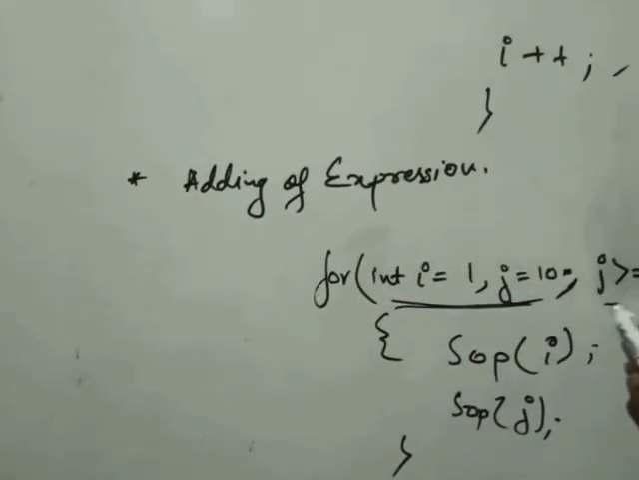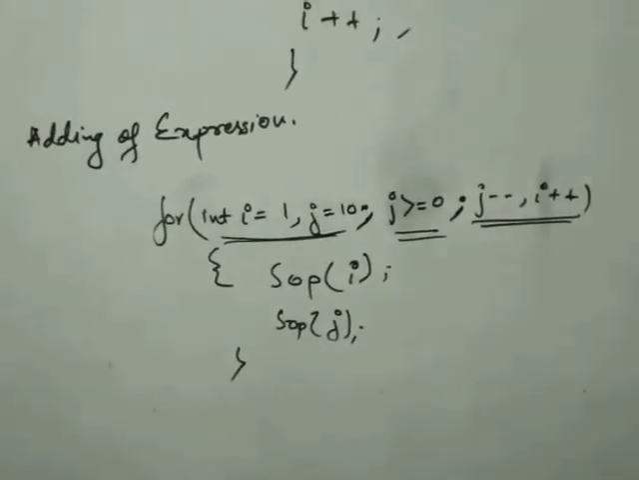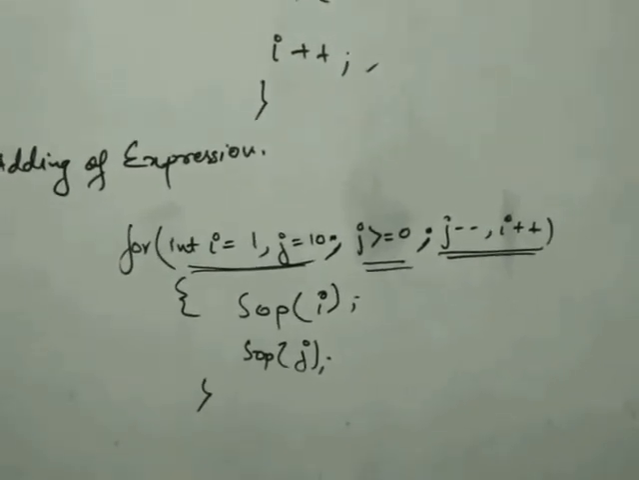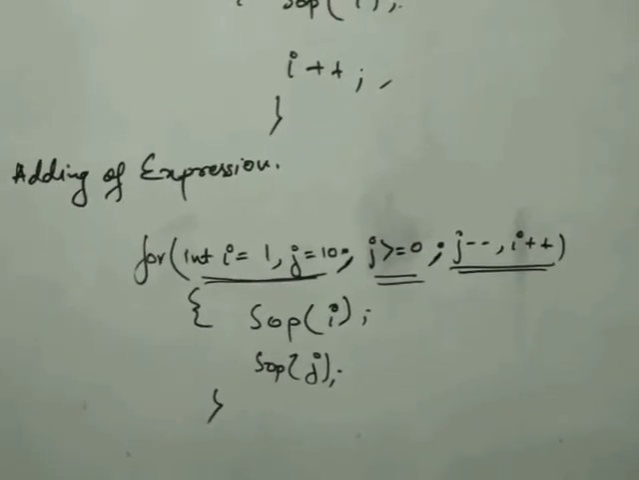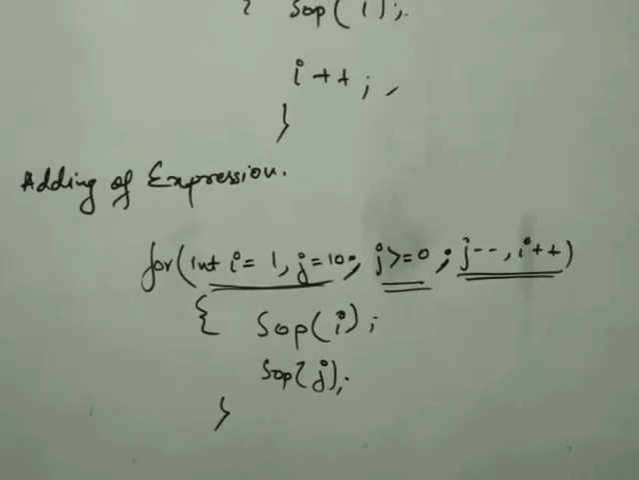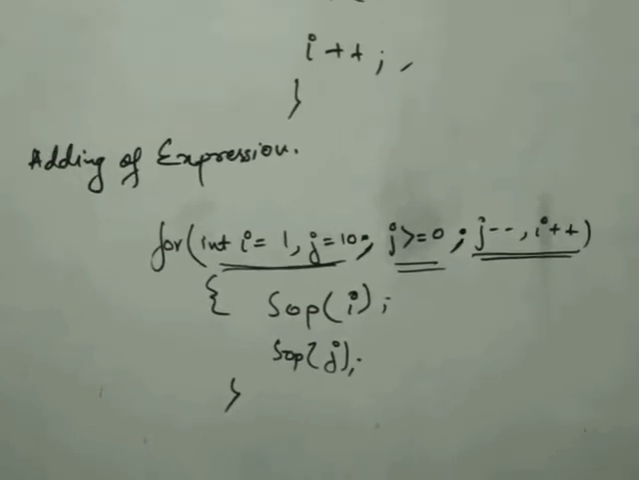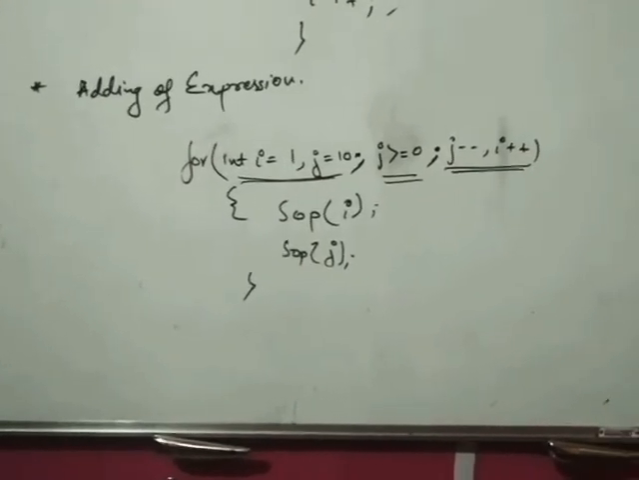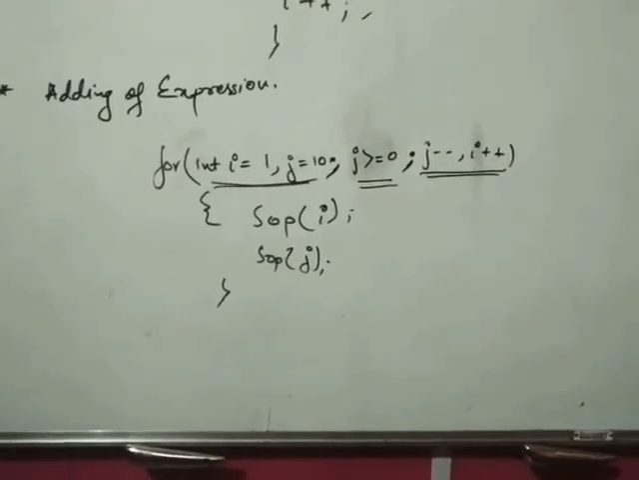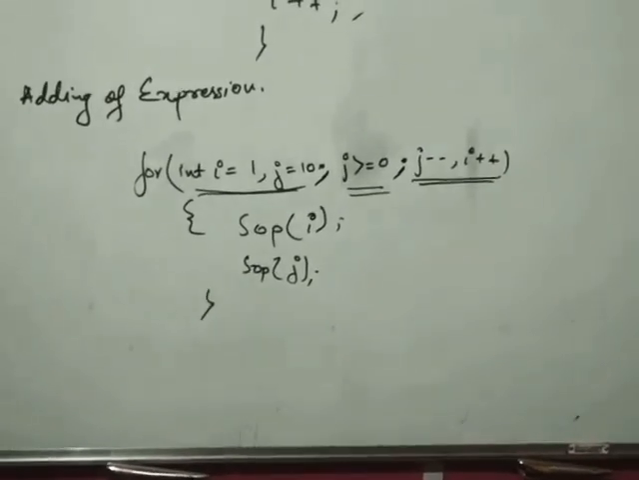We cannot have more than one condition, only one condition. Seeing the condition, we can understand which variable the loop depends upon. Here the condition is j is greater than or equal to 0. Till the j value is greater than or equal to 0, the loop is going to run, so the loop variable here is j. Understood? Adding of expressions can only be done in the first and the last step, that is the initialization and the increment decrement step.